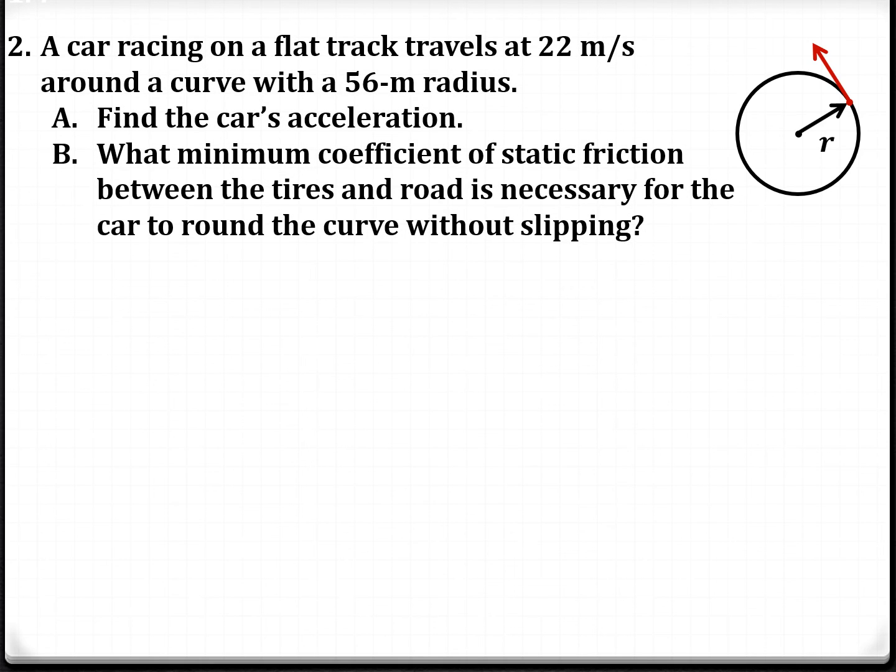Next one is number 13. It says a car racing on a flat track travels at 22 meters per second around a curve with a 56 meter radius. The reason it says a flat track is because now friction is going to be the only thing that's going to be able to keep that object in a curve. Normal force is not going to be able to do anything to help. It says find the car's centripetal acceleration, and then what minimum coefficient of static friction between the tires and the road is necessary for the car to round the curve without slipping.